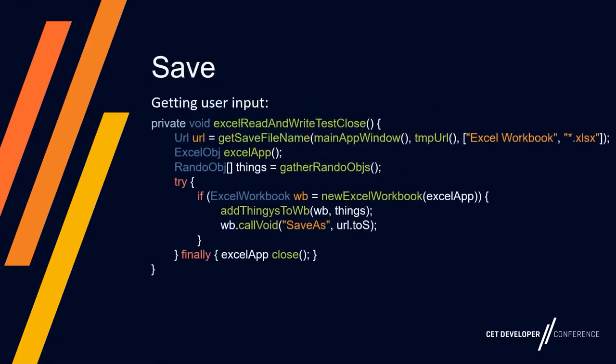There we go. Okay. What happened here? All right. So here's a function that is combining all of these things. We're going to ask the user for input of where to save it. Going to gather my random objects, add them to the sheet, save, close my app.